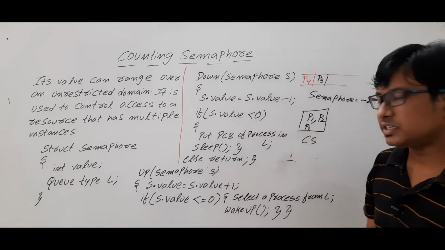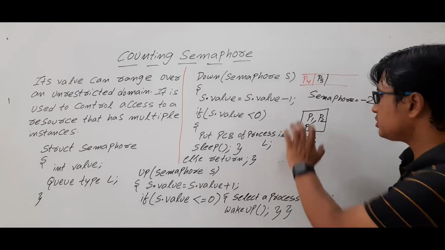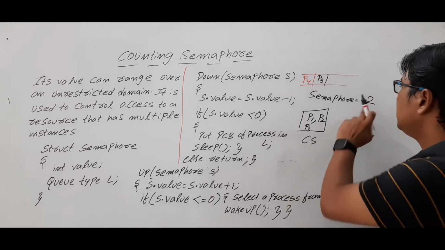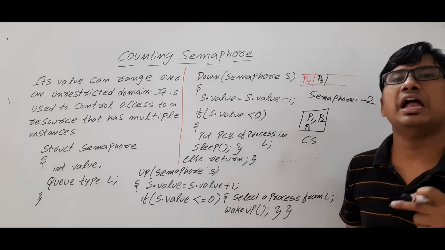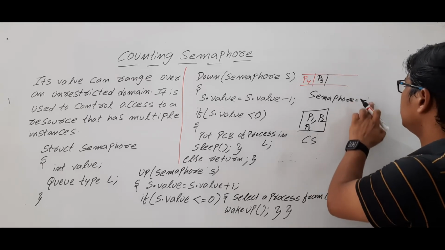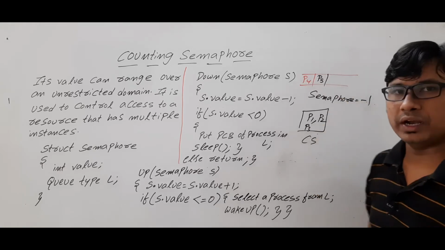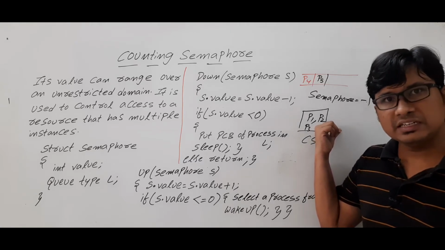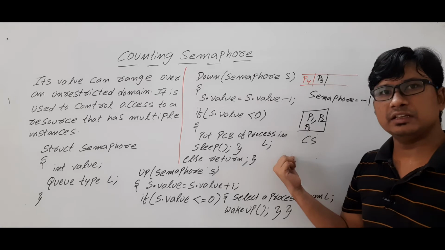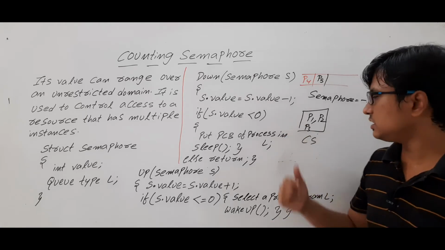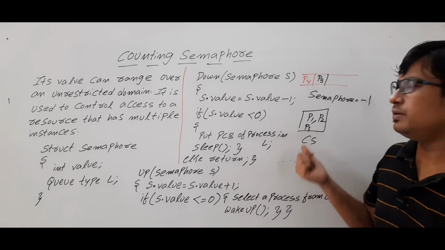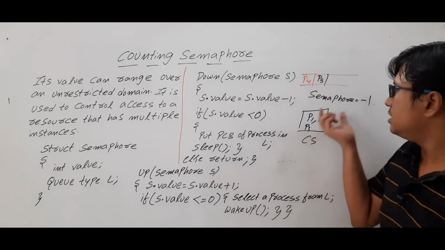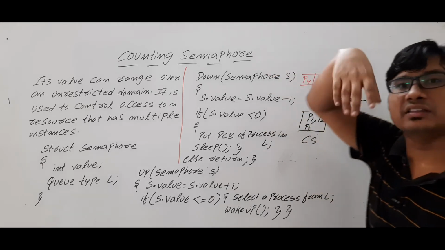Now let's take that at a particular instant of time, process P1 wants to leave the critical section. When it is leaving the critical section, it will increment the counting semaphore value by 1. So minus 2 plus 1 becomes minus 1. Now the semaphore value is less than or equal to 0. Are you able to understand? When process P1 leaves the critical section, it increments the semaphore value and then checks it. Minus 1 is less than 0, so the meaning is that some processes are in the sleep state.